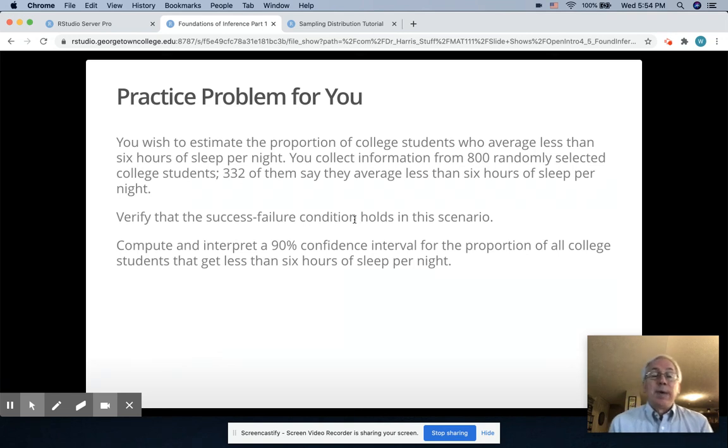Suppose that you wanted to estimate the proportion of college students who average less than 6 hours of sleep per night. So you go to 800 randomly selected college students, you ask them, do you average less than 6 hours of sleep per night? They will answer yes or no. That's categorical data. We're talking about calculating a sample proportion for those 800 randomly selected students. First, I want you to verify that the success-failure condition holds, and then compute and interpret a 90% confidence interval for the population proportion of college students who get less than 6 hours of sleep per night.